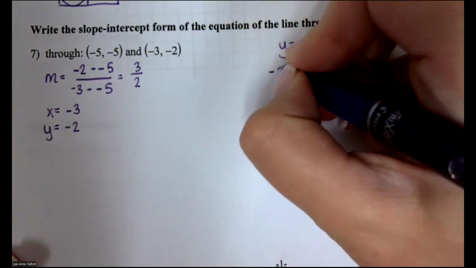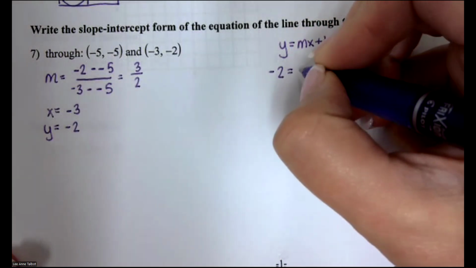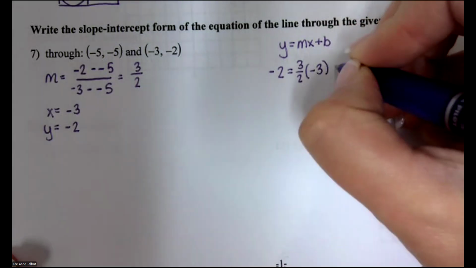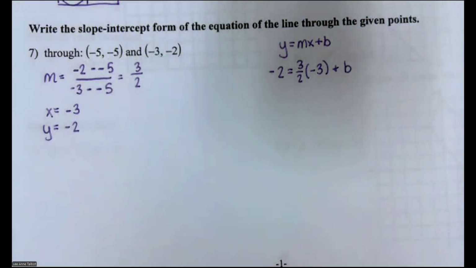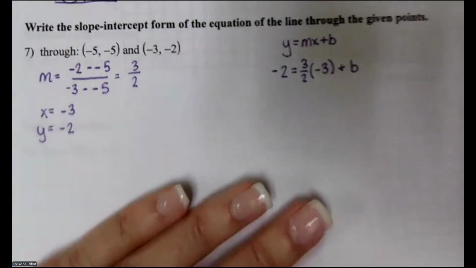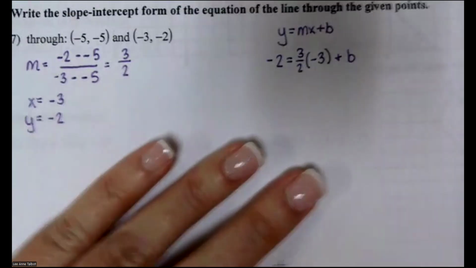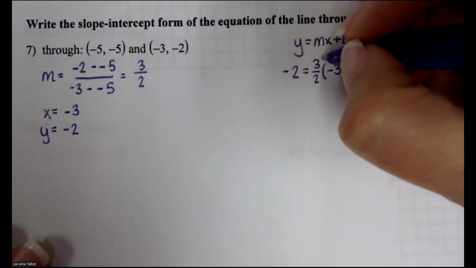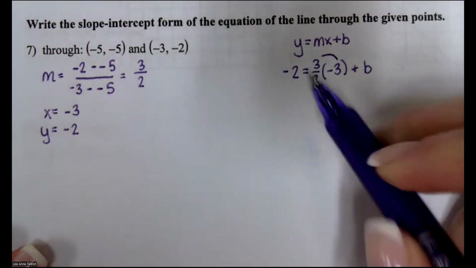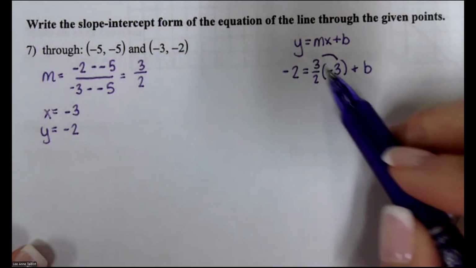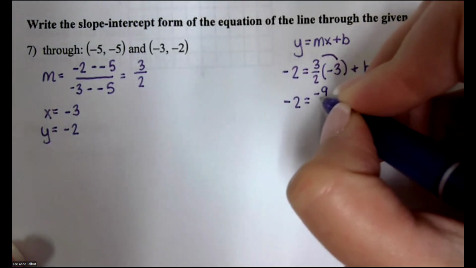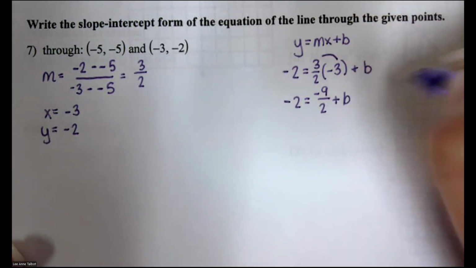Okay. -2 equals 3 over 2 times -3 plus b. Okay. So this is going to take a little bit of work because we have a fraction and a whole number. So when you multiply a fraction times a whole number, you multiply these two numbers. So this is -2 equals -9 over 2 plus b.